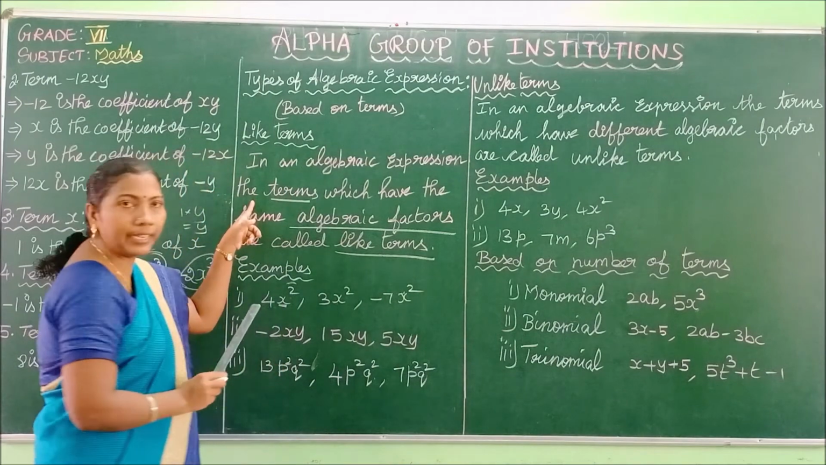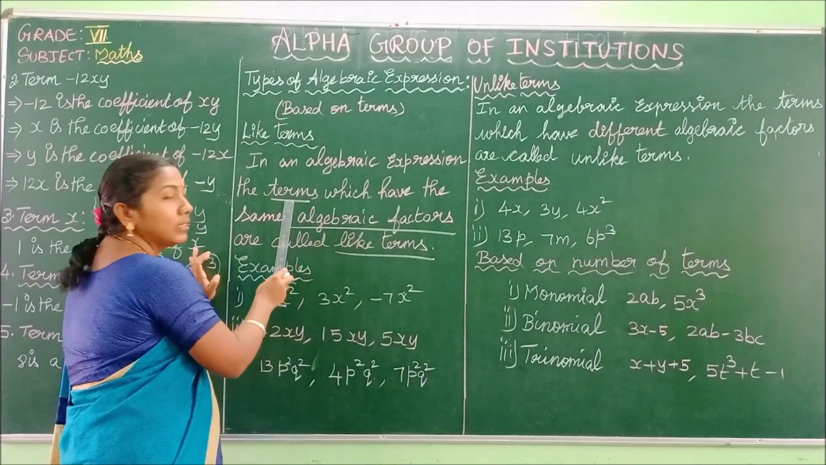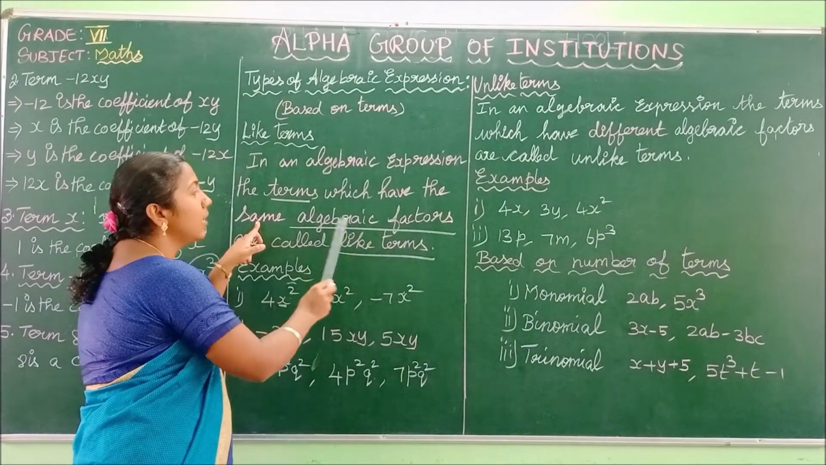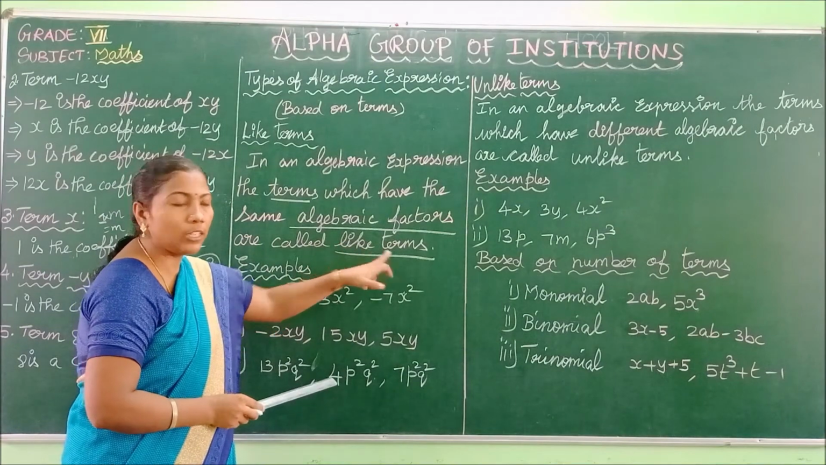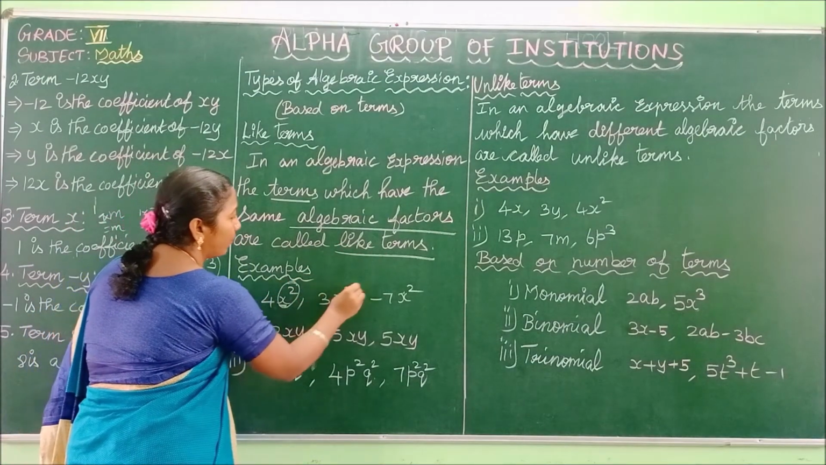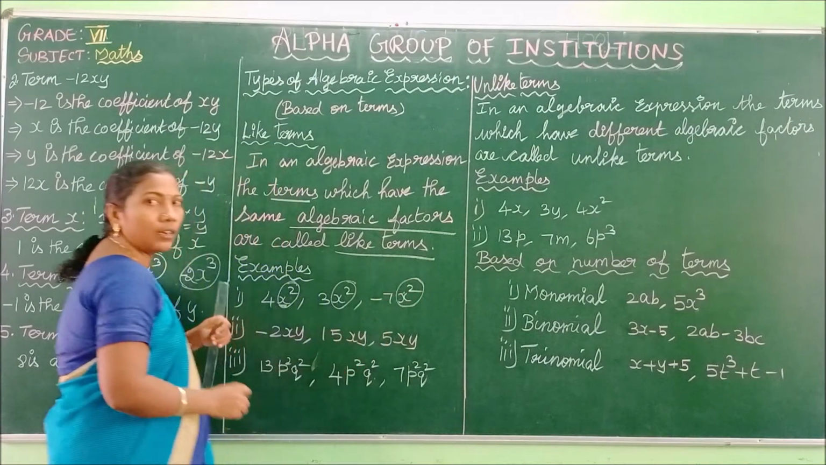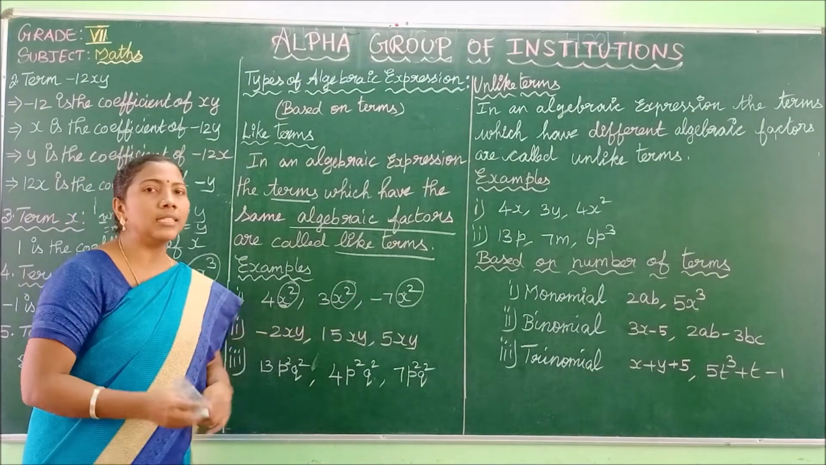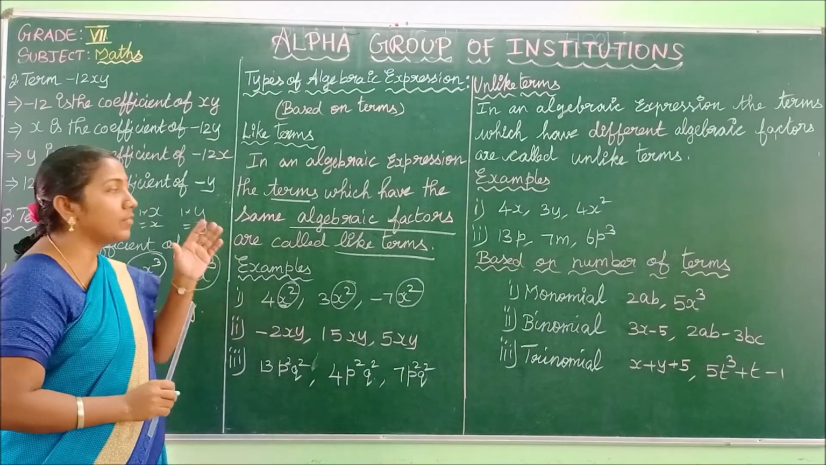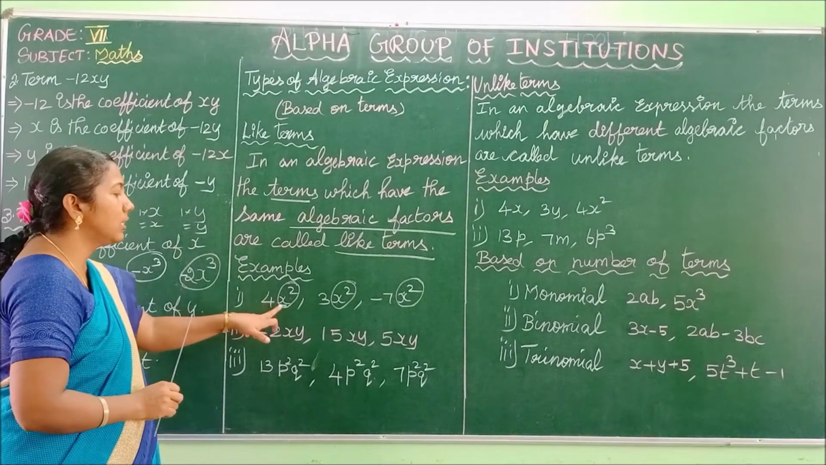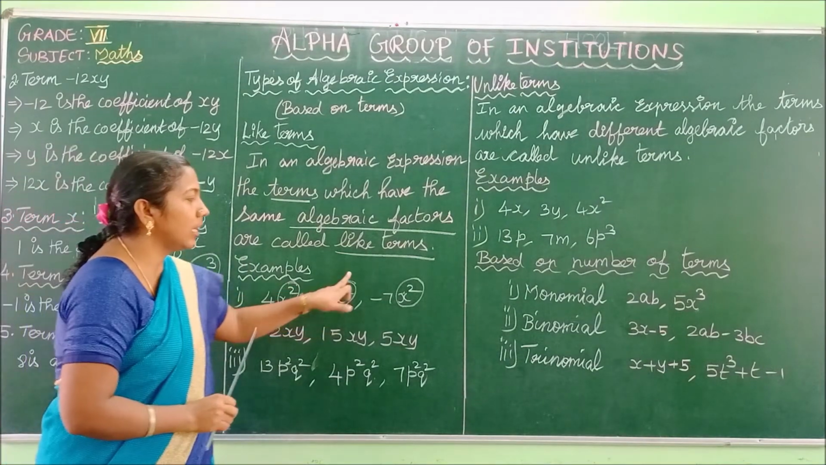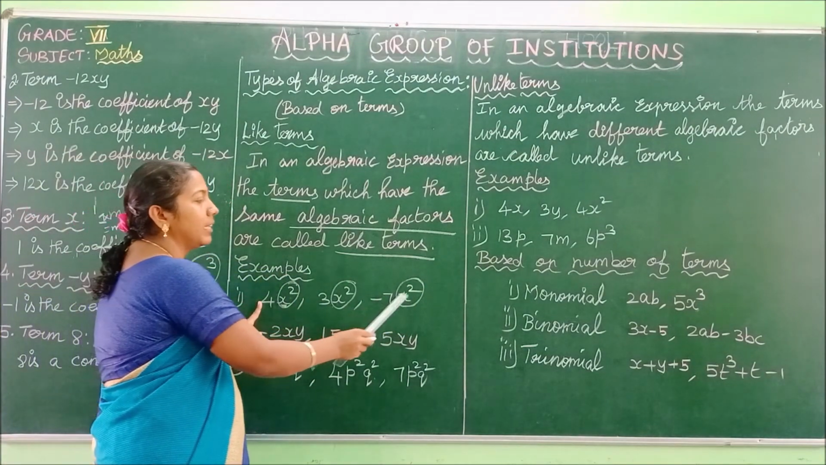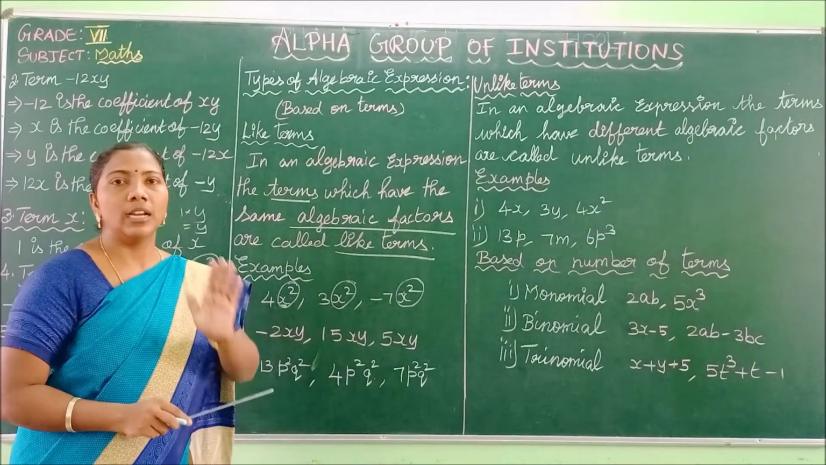According to the definition of like terms, in an algebraic expression, the terms which have the same algebraic factors are called like terms. Here we have the same algebraic factors. What is it? x square. Though its coefficient may differ, we can call these terms like terms. Do you understand, children? It is a very important concept, so listen carefully. What is the algebraic factor? x square, x square, x square. So we can call these terms 4x square, 3x square, minus 7x square like terms.